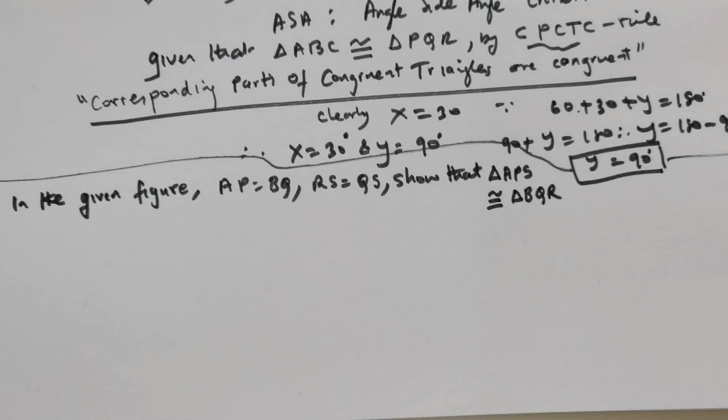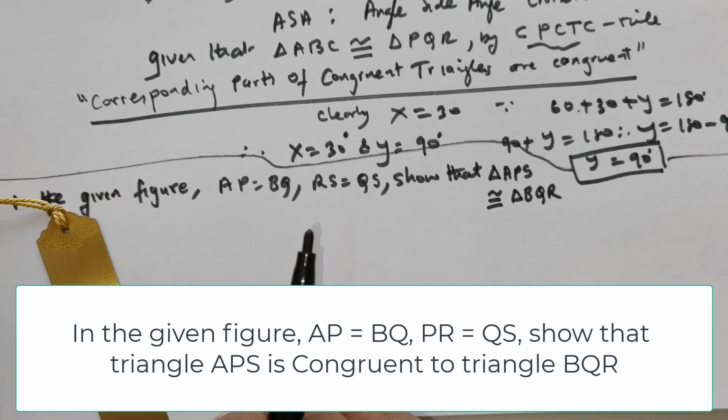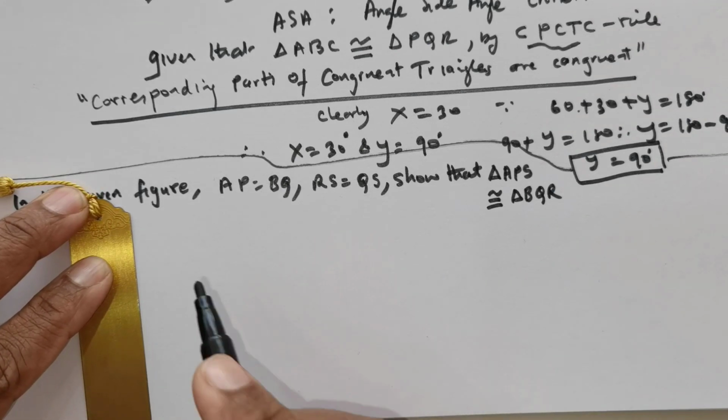Let's do this question, students. We've been given this question. AP is equal to BQ, RS is equal to QS. Show that triangle APS is congruent to triangle BQR. So foremost, let me give you the figure. This is the way the figure looks.